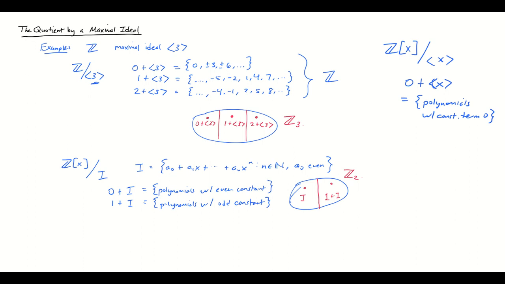Well, what we're talking about here is the ideal generated by x. That's the set of all multiples of x. So any polynomial with a constant term of 0, we can factor an x out of it and treat that as a multiple of x. Okay, but if that's one coset, then what are the other cosets going to look like? Well, if I take 1 plus the ideal generated by x, then I'm taking all of the polynomials with constant term 0 and adding 1 to them. So that's going to be the set of all polynomials with constant term 1.